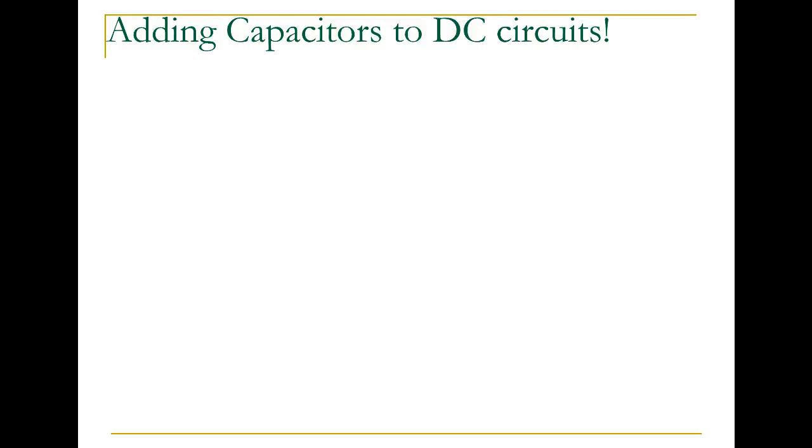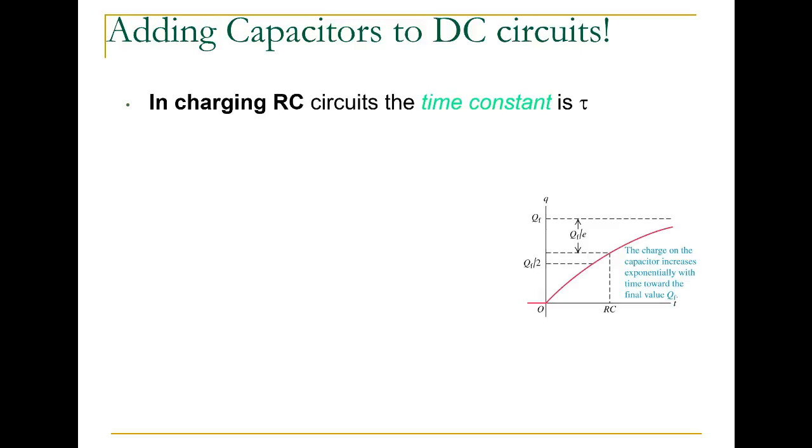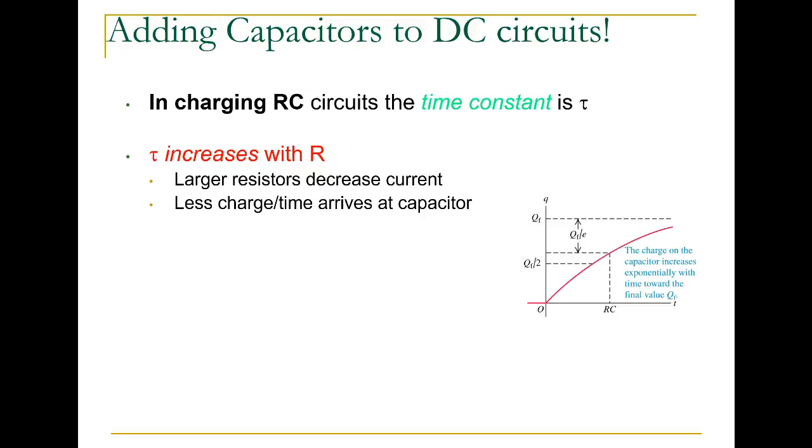Okay, so let's think about what happens in an RC circuit. So we have this time constant, tau, that we're talking about, which really tells us how quickly we're charging up here. And it actually increases with resistance. So that makes sense because as the resistance is greater, we're going to have less current. And so that's going to increase the amount of time to charge up. So larger resistors decrease that current. Okay? And less charge per unit time is going to arrive at the capacitor. So it takes longer to fill up.